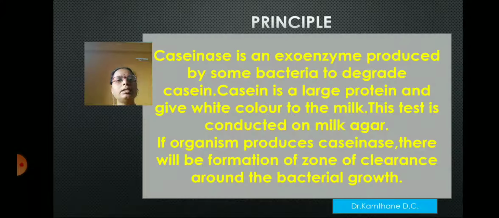Caseinase is an exoenzyme produced by some bacteria to degrade the casein. Casein is a large protein giving white color to the milk. This test is conducted on milk agar. If the organism produces caseinase, there will be formation of a zone of clearance around the bacterial growth.